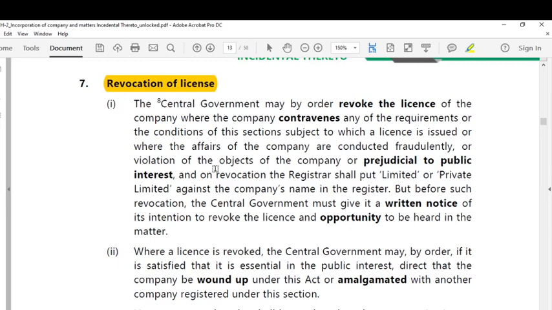If the company is not running as per the object for which it has been incorporated, or for which the license has been given to that company, then in all such cases the government has a right to revoke the license as and when the company contravenes any of the requirements or conditions of this section. If the central government comes to know that the company conducted itself fraudulently, or a violation of the objects of the company happens, or if the Section 8 company's business is prejudicial to the public interest, in all such cases, revocation of the license will happen, and immediately the company will be asked to suffix the name either limited or private limited with the order of the central government.